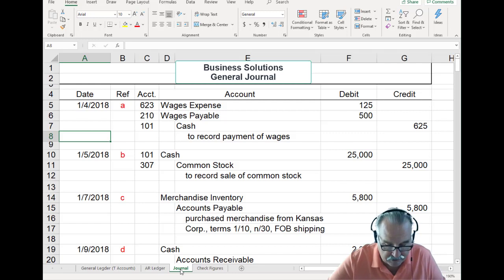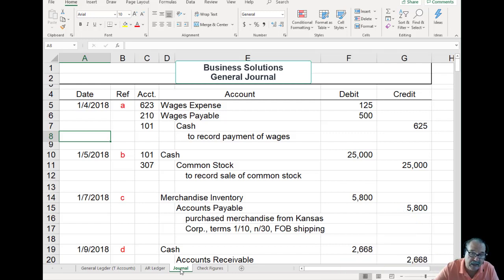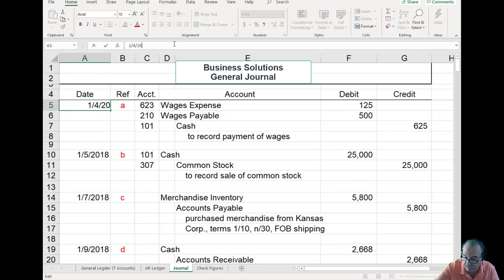So let's get started. This is the problem that goes from every chapter, and this is the company Business Solutions, and the name of the person is Santana Ray. She's the owner of the business. So the first transaction on January the 4th, and I'm using 2018, but actually it should be 2020. So I will change that as we go, just so that it's consistent with the textbook.